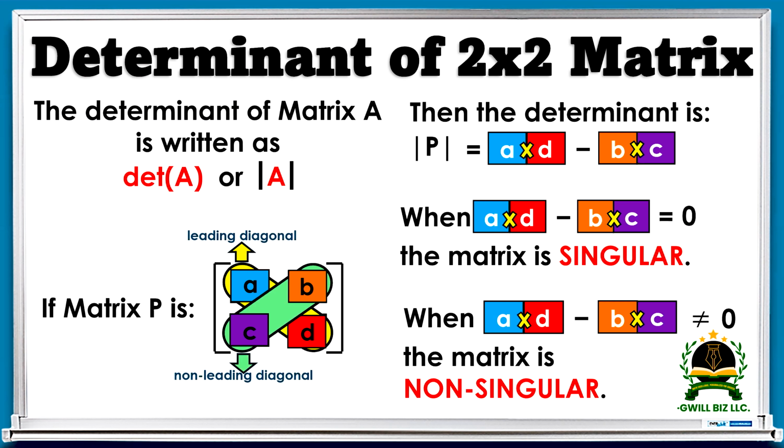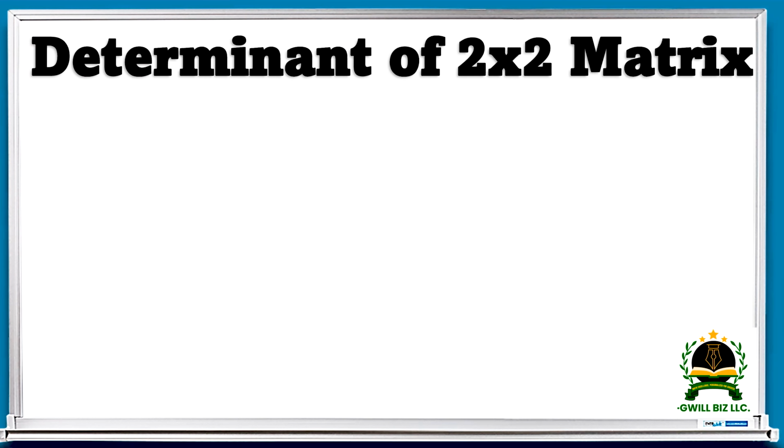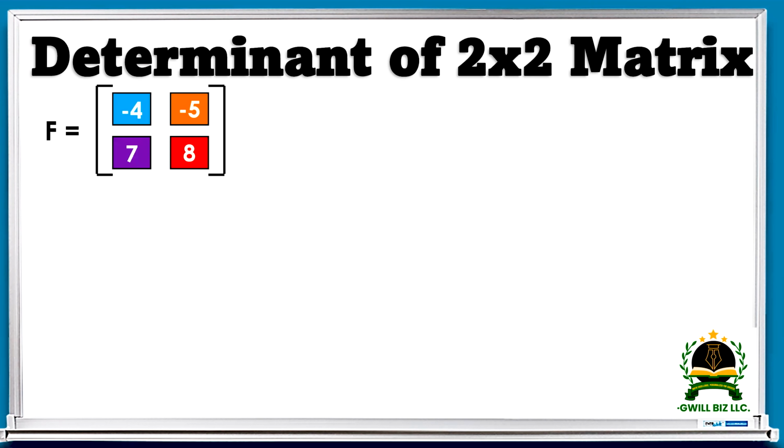Let us look at a few examples. Let's take matrix F with elements -4, -5, 7, and 8. Please recall that -4 and 8 represent the leading diagonal and -5 and 7 represent the non-leading diagonal. Let us find the determinant of this 2 by 2 matrix.